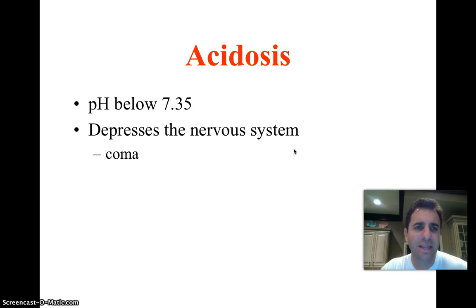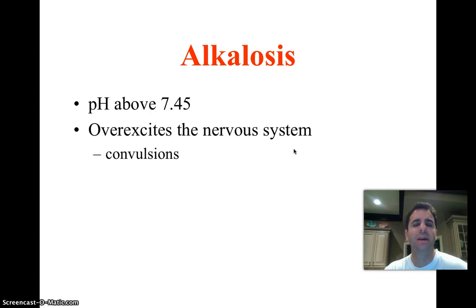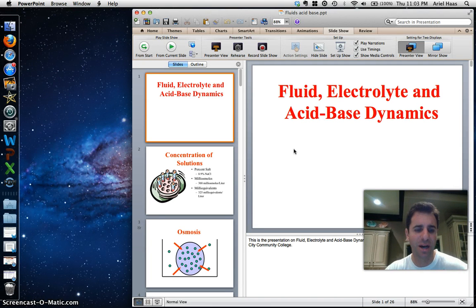Now, medically, if you have acidosis, you have a pH below 7.35. And one of the negative effects of this is that it's going to depress the nervous system, and under extreme conditions or long-term can cause a coma. Acidosis is bad. Alkalosis, the opposite case, above 7.45. This is going to overexcite the nervous system, and you're going to spasm and have convulsions long-term. Also, alkalosis, or too basic, is bad. And we are done.